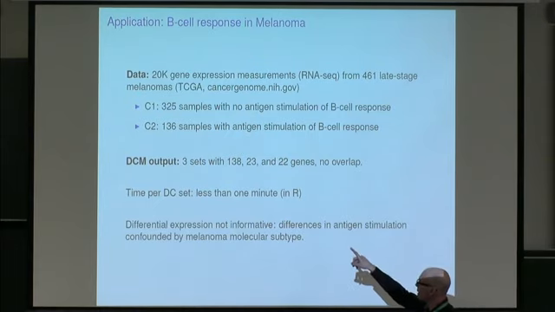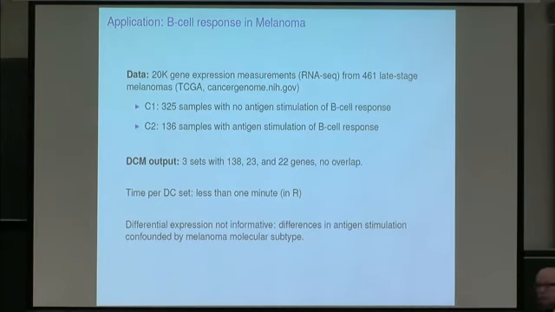We found 3 differentially correlated sets, and you can see the numbers are moderate. There was no overlap, and the time, this is just in R, was less than a minute, okay? So I guess I call that fast. I'm an impatient person. That's enough time for me to get coffee, come back, and it's done. I think that would be relatively fast.